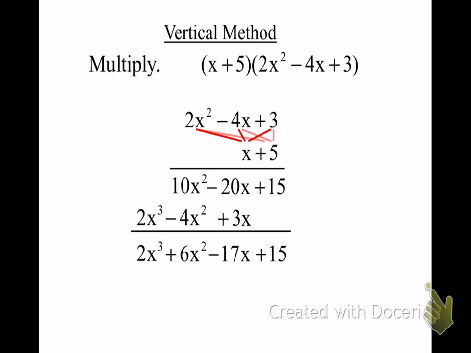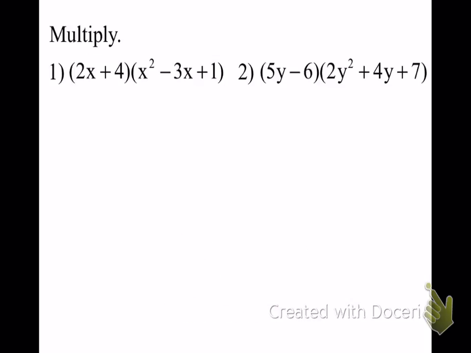So it's just another way yet, all of which is really the same thing as distributing. If you want to do it horizontally still, you can. But you can't use the idea of FOIL because there is no first, outer, inner, last. You will miss that middle term. So, take a minute and you try one on your own. Okay, now check your work.